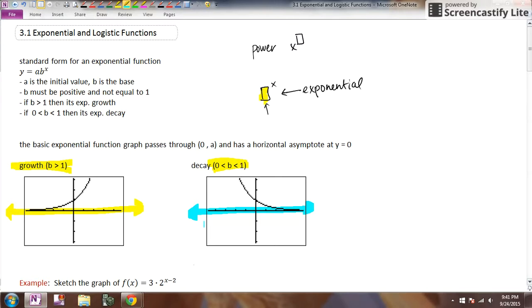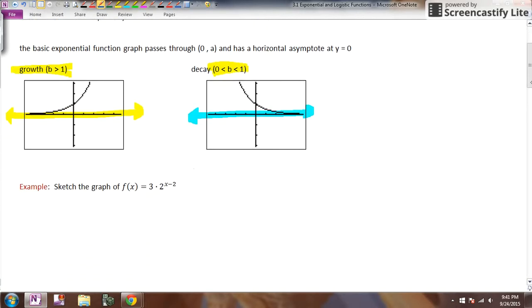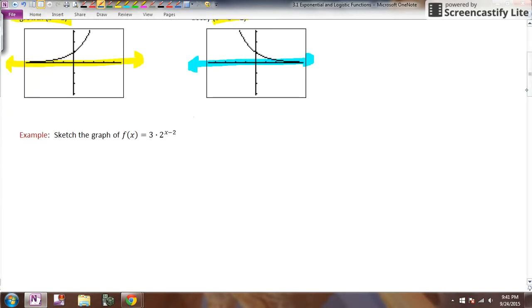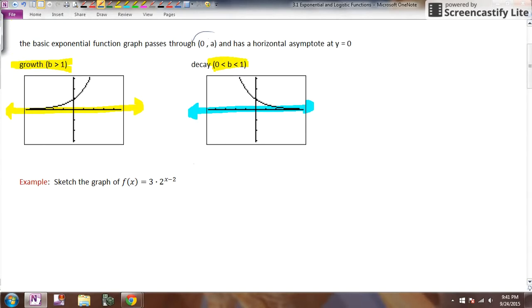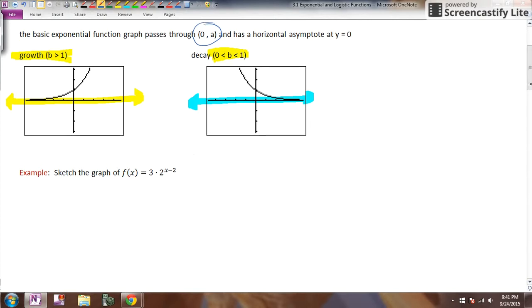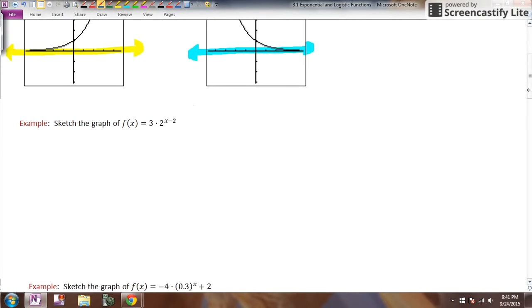So the base is really what's important in giving you an idea of how this graph works. But guess what? All the translations are the same and everything else is the same. We still move it left, right, up, down. It doesn't really matter. So if I'm going to sketch this graph, one thing I should point out real quick is that the parent functions will go through the point (0, a), where a is that leading number. And it'll make more sense if you just made an XY chart anyway.